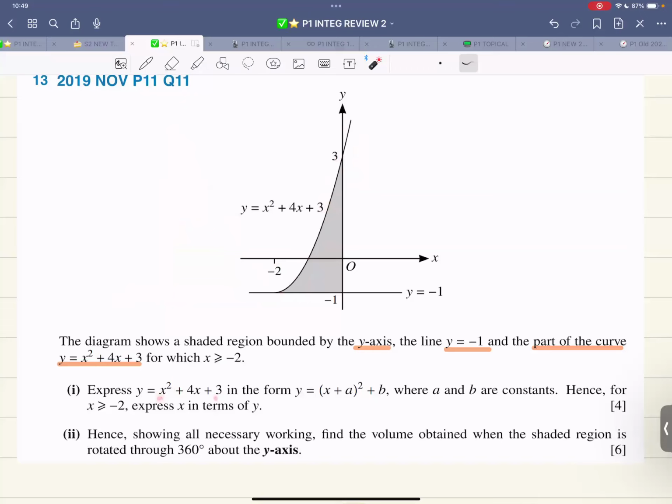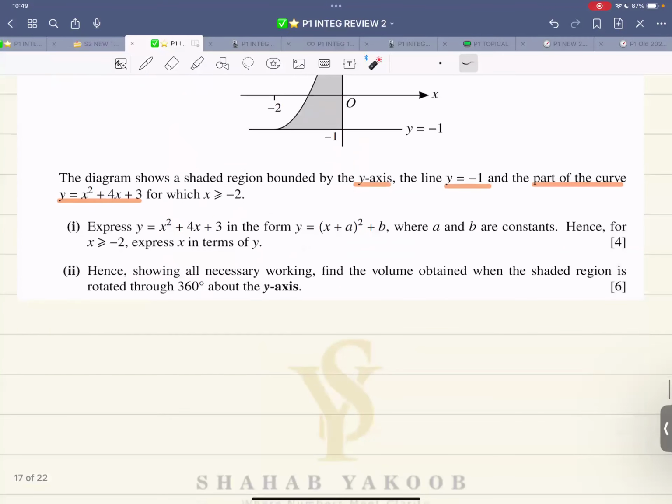Express y equals this thing in the completed square form. Hence, for x greater than or equal to -2, express x in terms of y. And then hence, showing all necessary working, find the volume obtained when the shaded region is rotated through 360 degrees about the y-axis. The first part is completed square. So a beautiful question in which they have combined the concept of quadratics with differentiation.